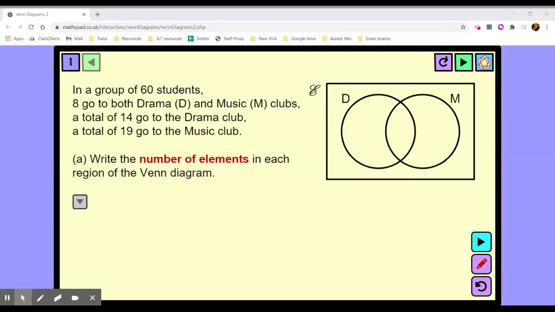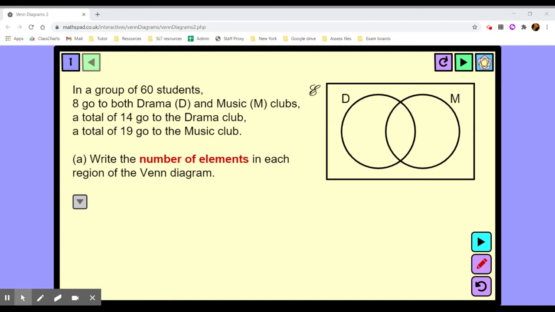Hi everyone, we're going to have another look at Venn diagrams and how we can use Venn diagrams to calculate the probability of events happening. So the first thing we need to do is to make sure that we can interpret the information that we're given in a question to use it to populate our Venn diagram.